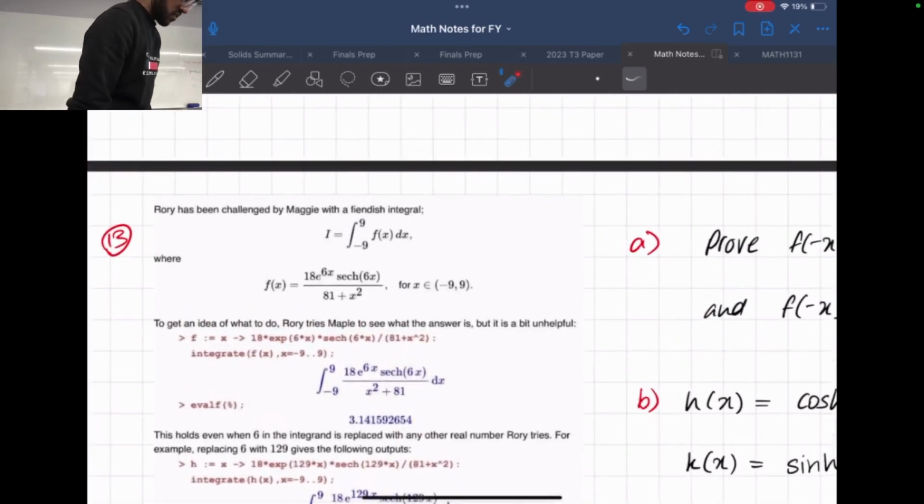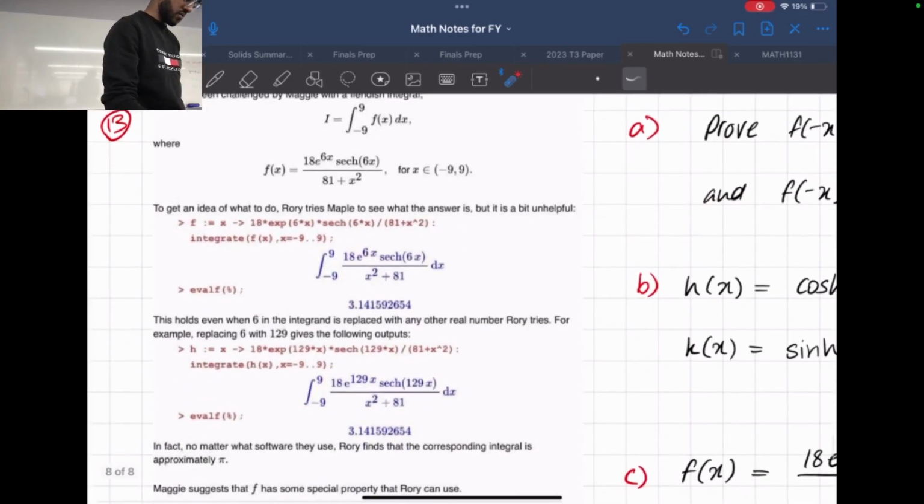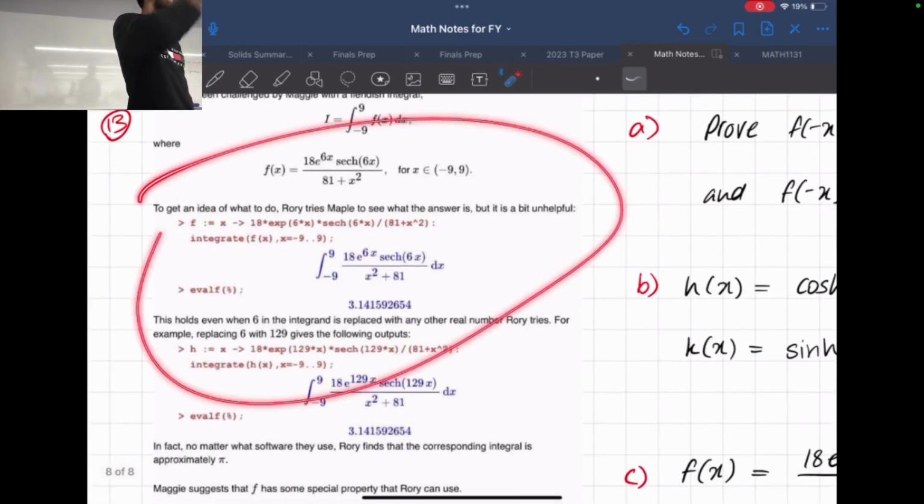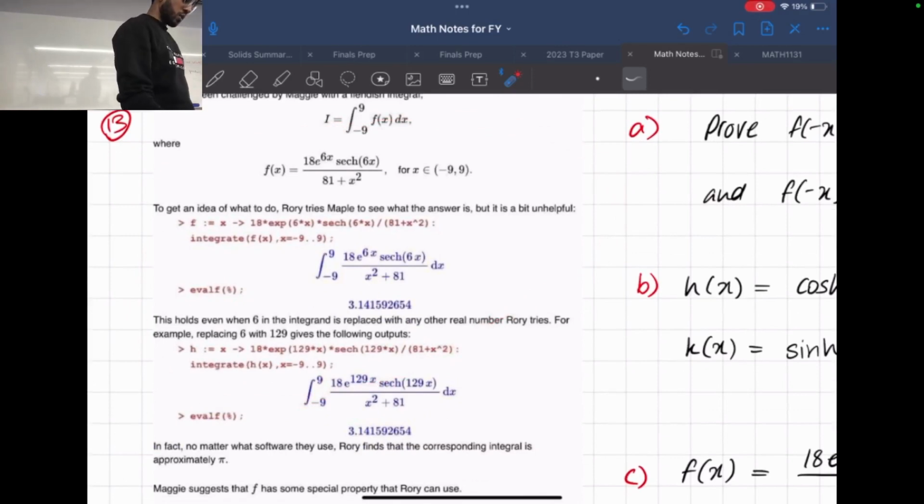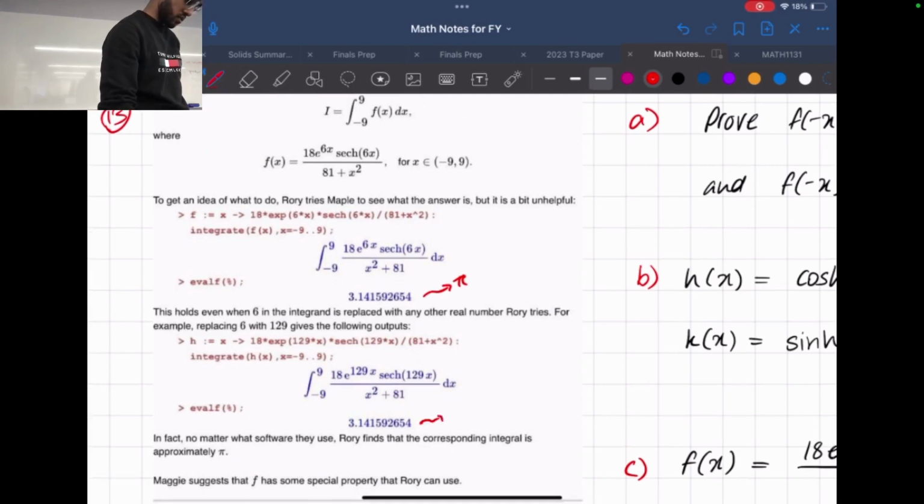Okay, so we have this integral here, which they've given us on Maple. So when we integrate this function between 9 and minus 9, we get pi. So this is pi. And this is also pi over here.